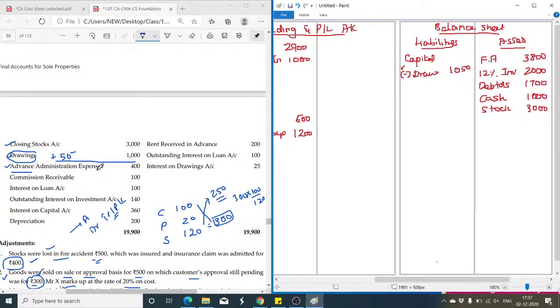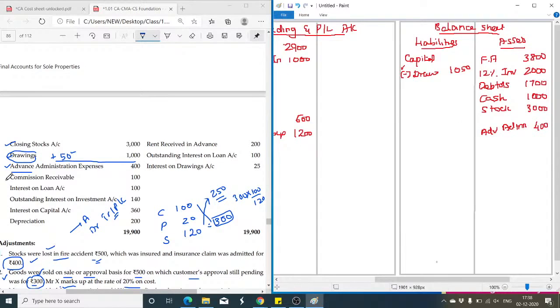So advance administration expenses is an asset. Outstanding is a liability. It's an advance, so it should be recorded in the asset side. I will write the value here: advance admin expenses, the value being 400.